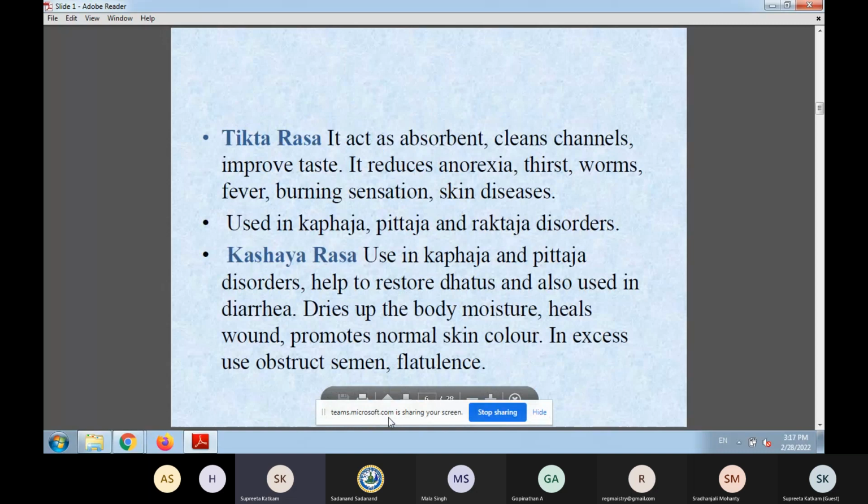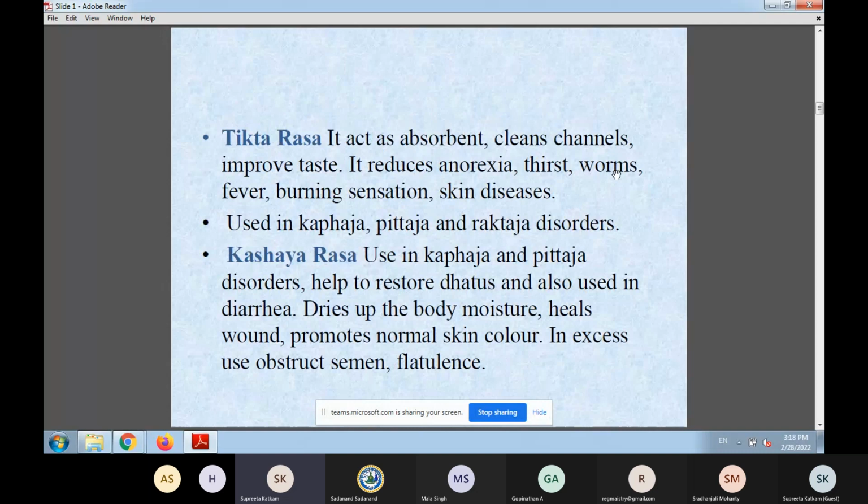See, tikta rasa substances may basically not be good to taste. But after eating that, whatever you eat, you will relish. They personally do not have a good taste, but they make other substances taste well. That is one special property of tikta rasa. And tikta rasa is very good for worms, fever, burning sensation, and skin diseases.